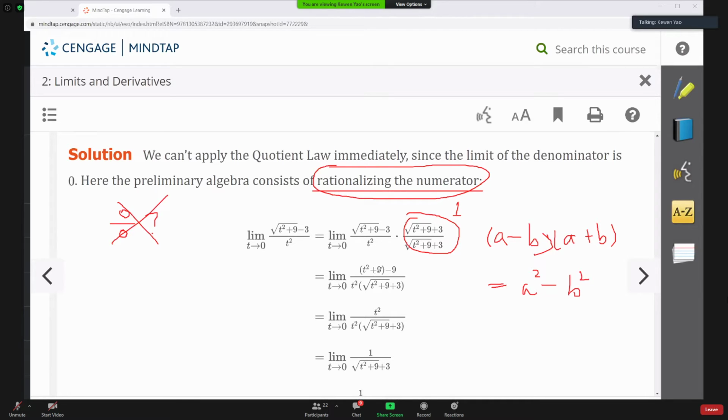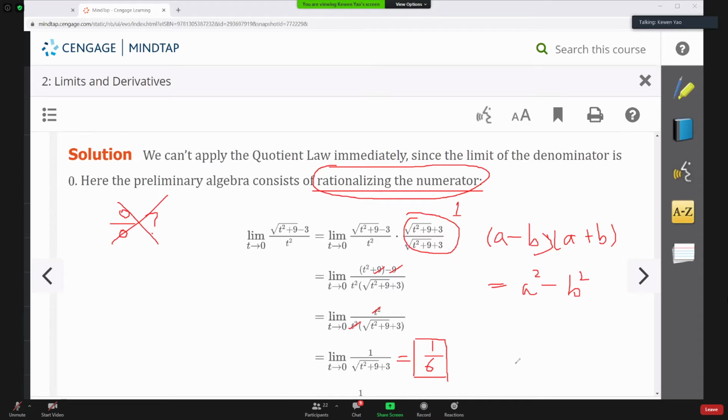Now you can simplify. See, 9 minus 9, they're gone, right? So what's left is t squared. You can simplify, cancel out, and now it becomes easy. The numerator becomes 1, and the denominator is just this. Now you can use DSP, so put a 0 inside: 0 squared, 0 plus 9 is 9, square root of 9 is 3, so the denominator is 3 plus 3. The answer is 1/6. Okay, 1/6, the exact answer.